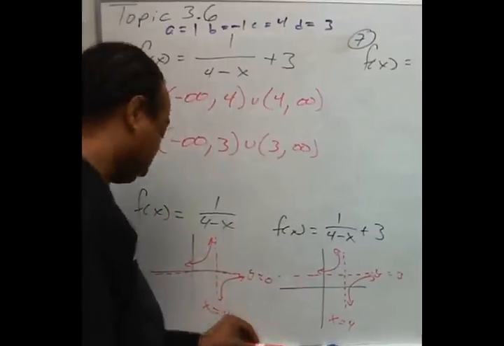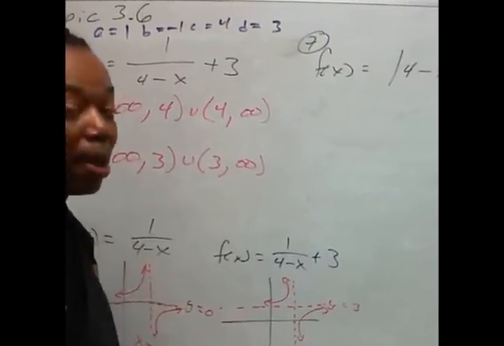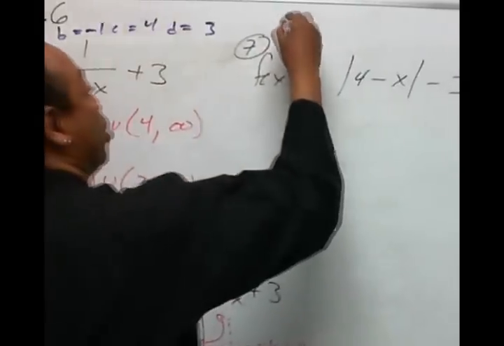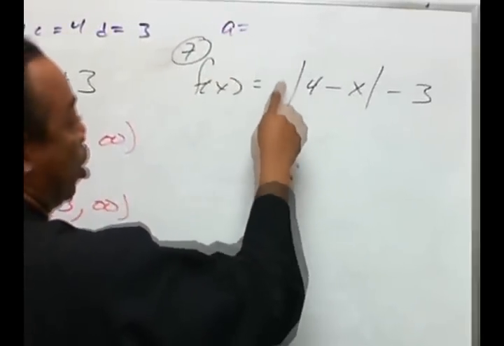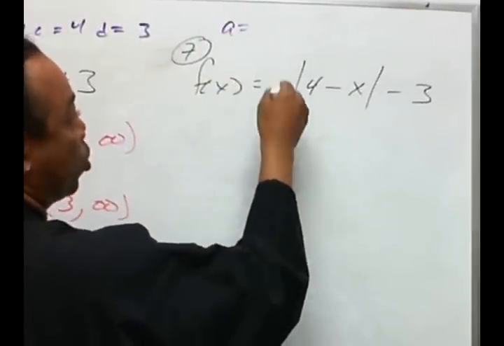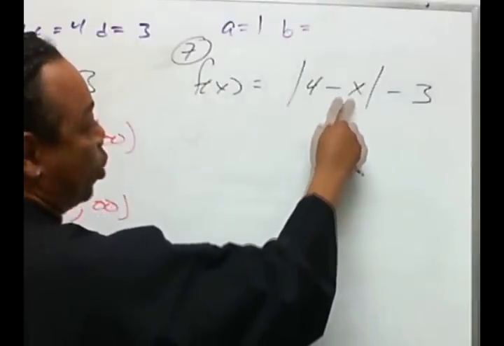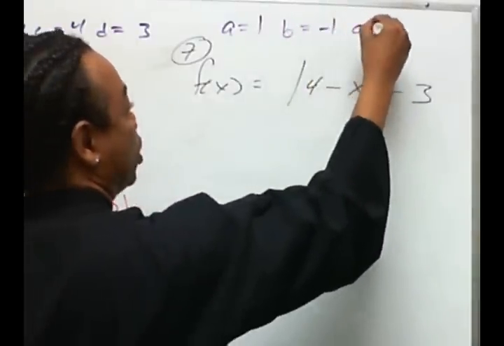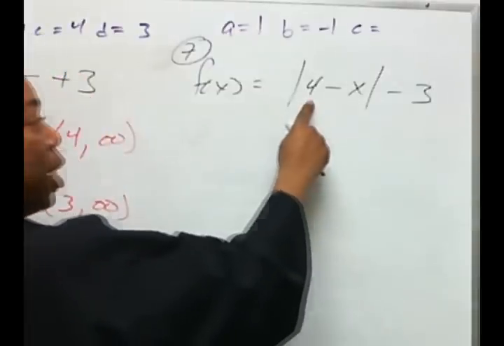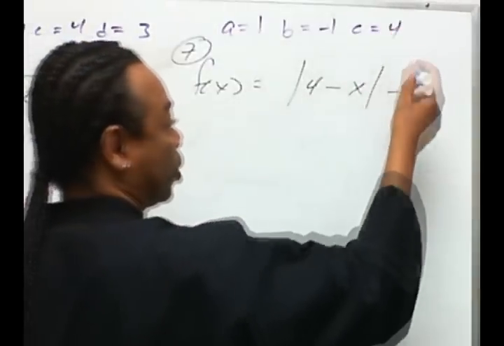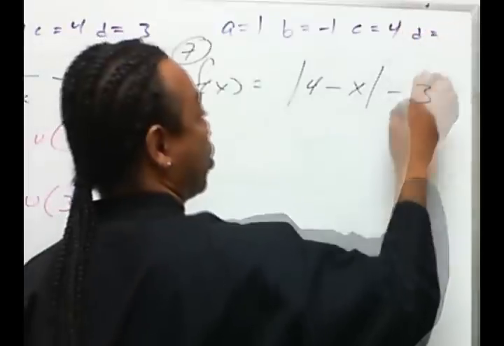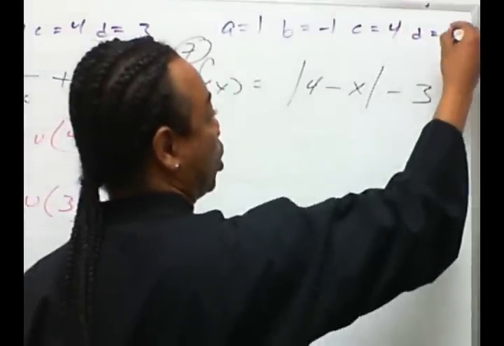Number 7, the parameters. The parameter a, on the outside, we have an understood 1. The b parameter stands for the coefficient on the x, which is -1. The c parameter is anything that's on the inside here that's adding, that's a positive 4. And the d parameter is anything on the outside of the function, which is a -3.